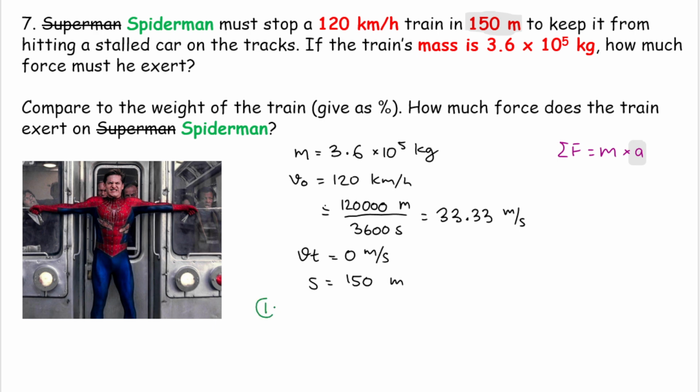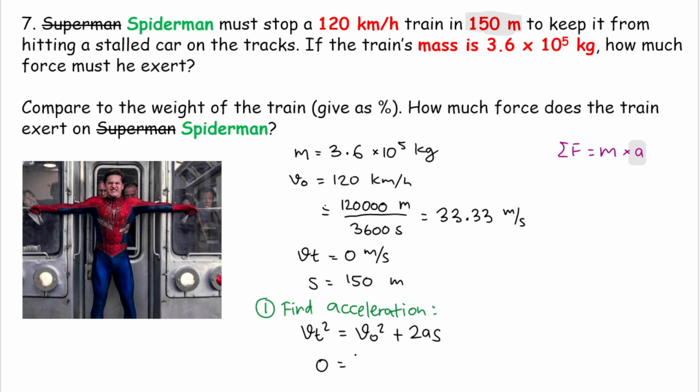To find out this acceleration, we need to use the kinematics formula. So the first step that we need to do is to find the acceleration, or deceleration if you wish, so we will have the negative sign here. Remember, from the kinematics, we will have Vt squared is equal to V0 squared plus 2 multiplied by the acceleration times distance. Good. Now what is Vt squared?